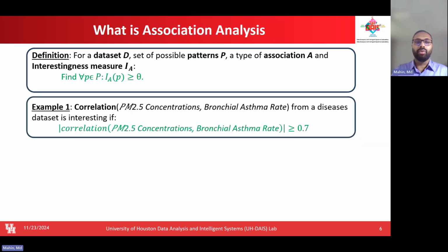A very simple example is correlation. For example, we have a data set D with PM25 concentration and bronchial asthma rate, and we want to find if the pattern correlation of these will be interesting if it is above 0.75, positively or negatively. So our interestingness measure becomes the absolute value of correlation of PM25 and bronchial asthma.